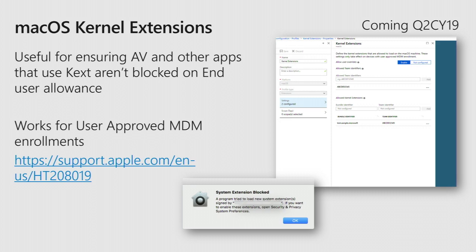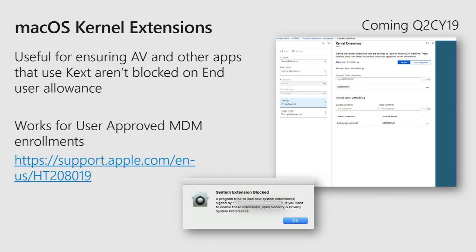And a lot of customers don't want to depend on the end user making such a choice. So with the kernel extensions profile, you can whitelist a set of apps that will automatically be installed without end user interaction. And this will only work for devices that are user-approved MDM.